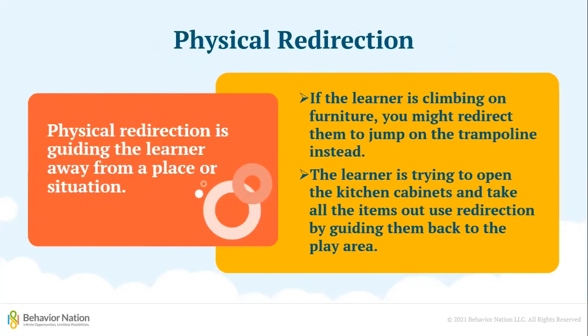Now that we discussed verbal redirection, let's talk about physical redirection. This is guiding the learner away from a place or situation. So if the learner is climbing on furniture, you might redirect them to jump on the trampoline instead. Or if the learner is trying to open kitchen cabinets and take out all the items, you can use redirection by guiding them back to the play area.